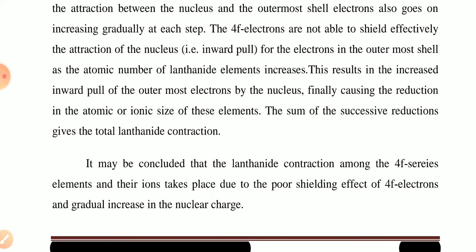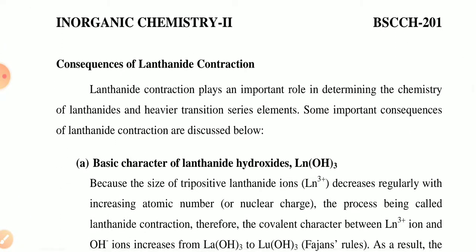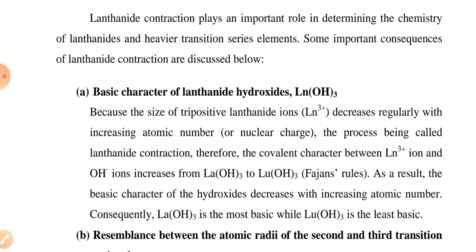The lanthanide contraction among the 4f series elements and their ions takes place due to the poor shielding effect of the 4f electrons and the gradual increase in nuclear charge. So the lanthanide contraction plays an important role in determining the chemistry of the lanthanides and the heavier transition series elements. There are some important consequences, like the basic characteristics of lanthanide hydroxides. The size of the tripositive lanthanide ion decreases regularly with increasing atomic number. So this process is called lanthanide contraction.